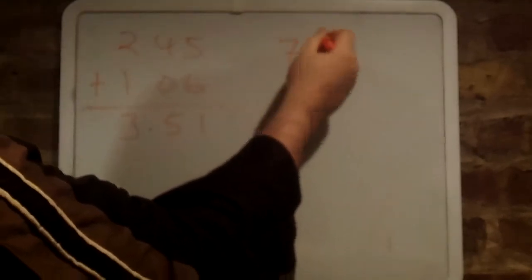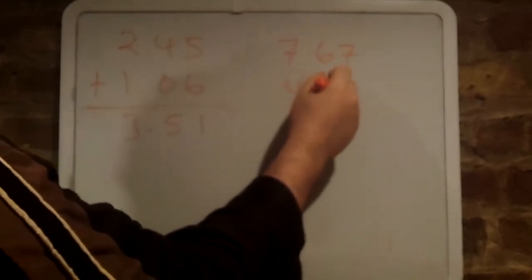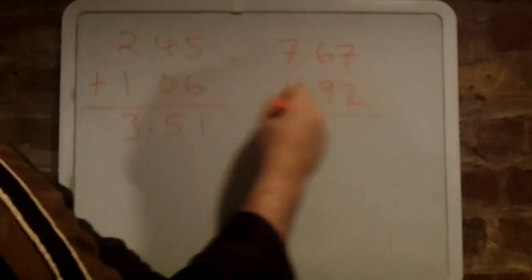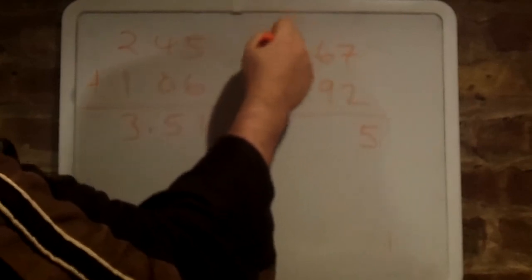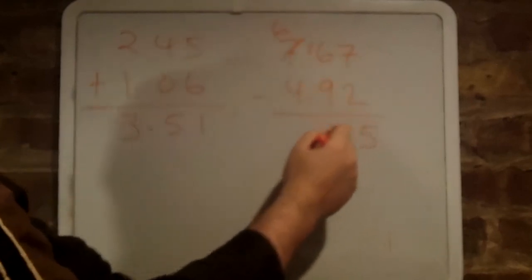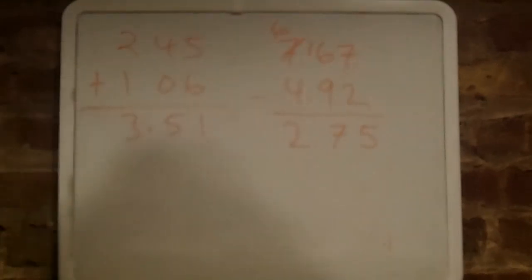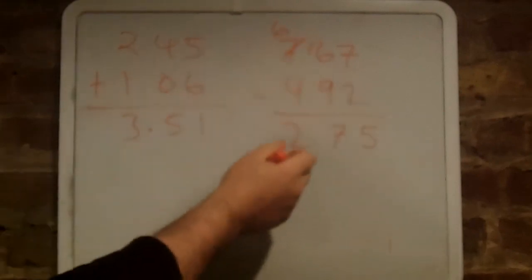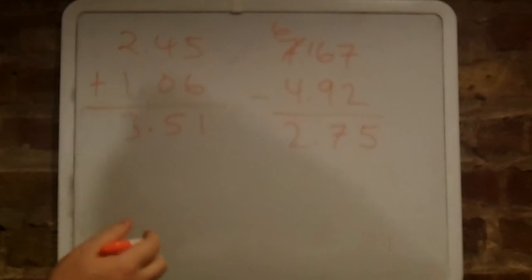Simple enough. If I have a subtraction problem, so I have, say, 7.67 minus 4.92. 7 minus 2 is 5. 6 minus 9, we need to borrow 1. So we'd have 16 minus 9 is 7. 6 minus 4 is 2. As long as you remember where the decimal point is, you're good to go. It's the same rules as what we had for whole numbers. And the multiplication is a little trickier, but it's not too bad.